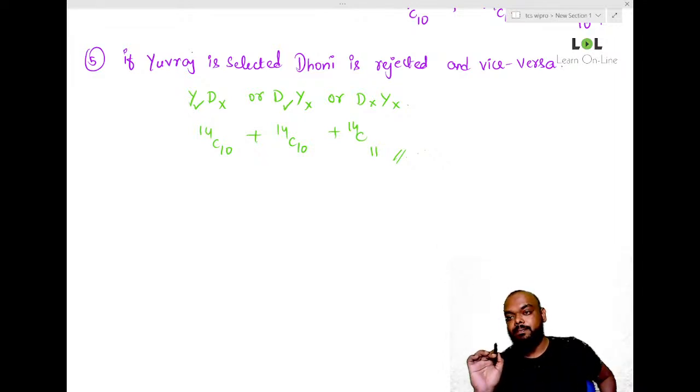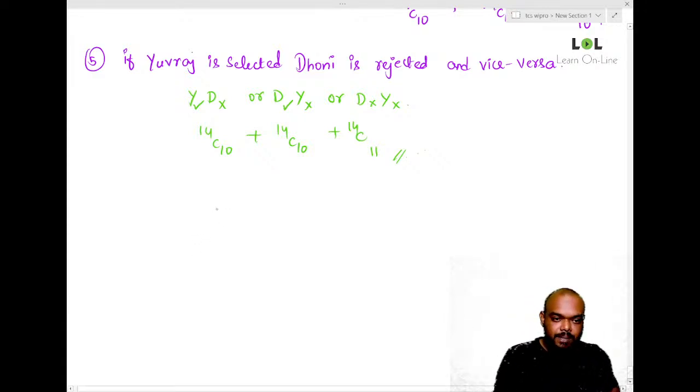Tarun, listen, I never told that one of them must be selected. It means I can reject both of them if I want. The condition says if Yuvraj is selected, Dhoni is rejected and vice versa. But did I ever tell one of them must be selected? I can remove both of them, right? That is also possible. Did you get it? Did you understand that, Tarun?